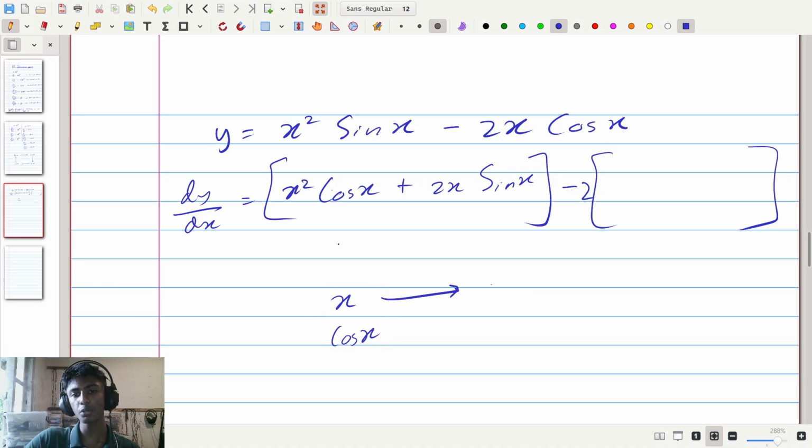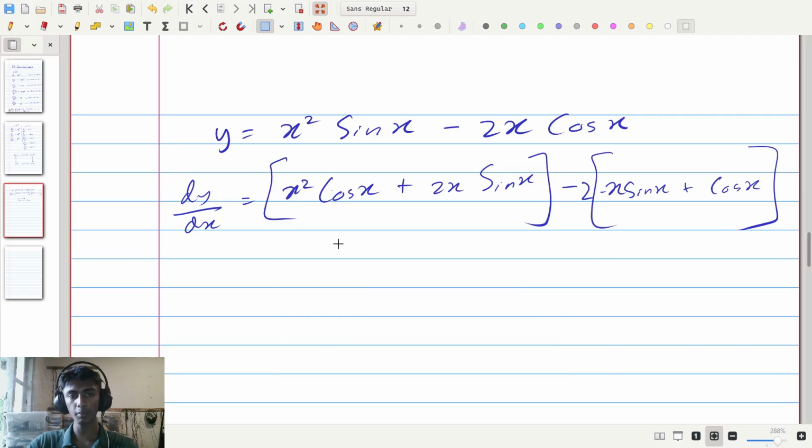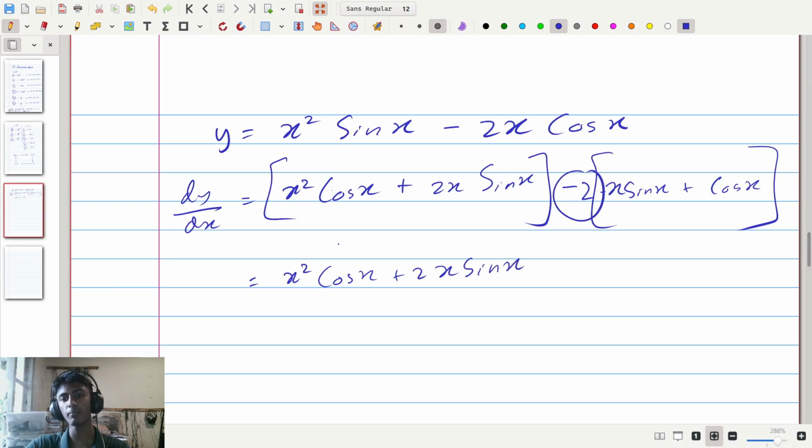For x, the derivative of x is 1, and for cosine of x it is negative sine x. So then what we need is the first function times the second function's derivative, so x times negative sine x, which is negative x sine x, plus the second function times the first function's derivative, which is 1 times cosine of x, or simply cosine of x. So then cleaning all of this up, what we have finally as our answer is x squared cosine of x plus 2x sine x. And then over here, minus 2 times minus x sine x is going to be another plus 2x sine x, and then minus 2 cos x is going to be minus 2 cosine of x.